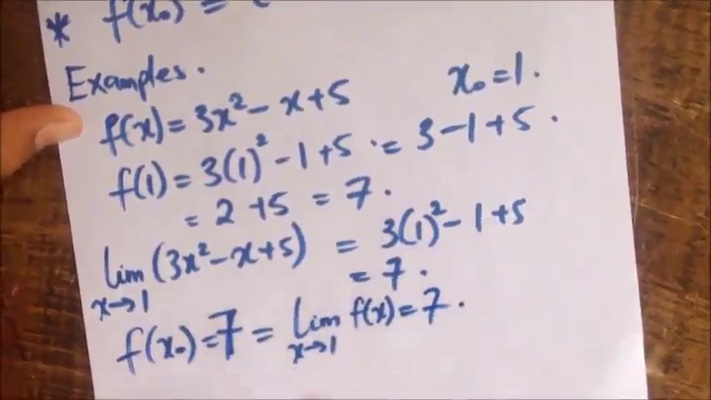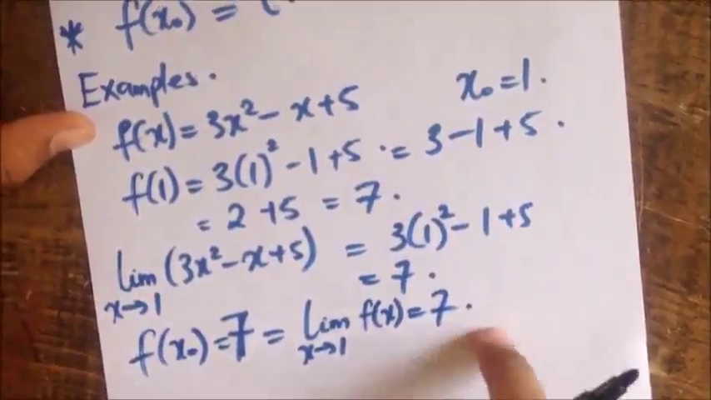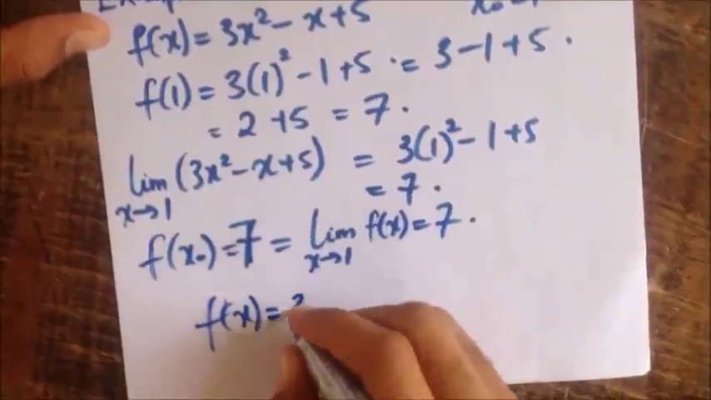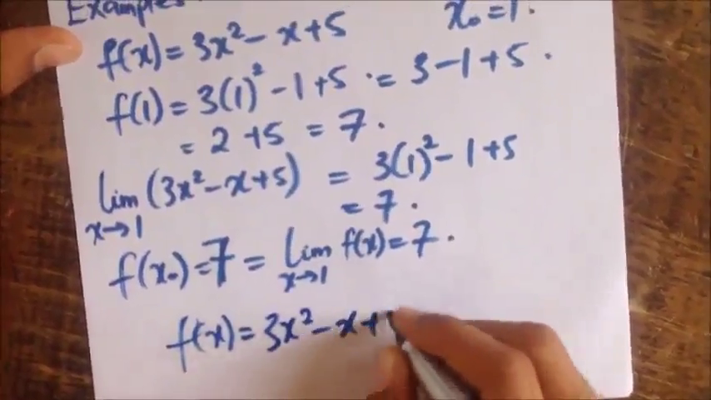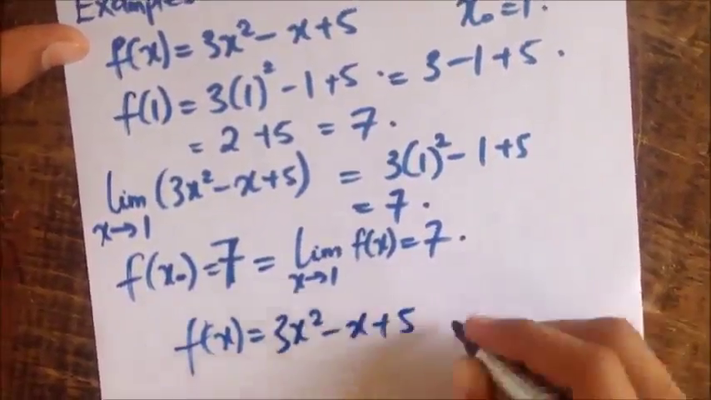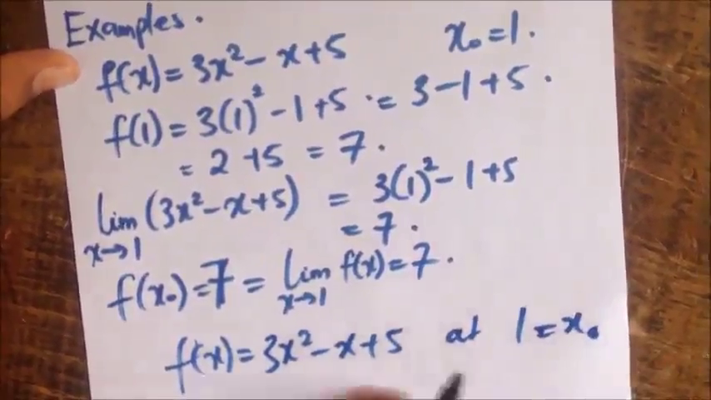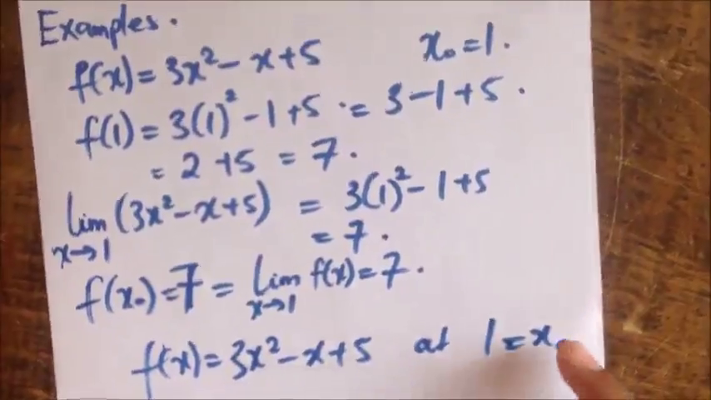So this is my third condition. Now it satisfies my third condition. So my f of x, which is equal to 3x squared minus x plus 5, is continuous at x equals 1, which is my x0. So this function is continuous at that point.